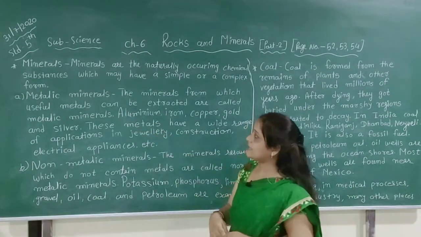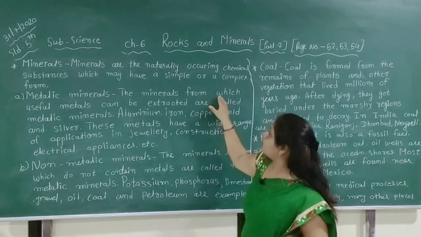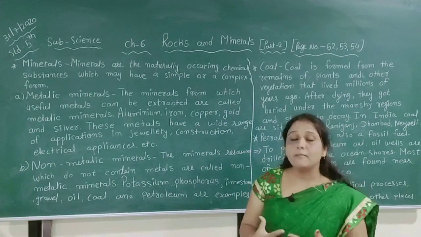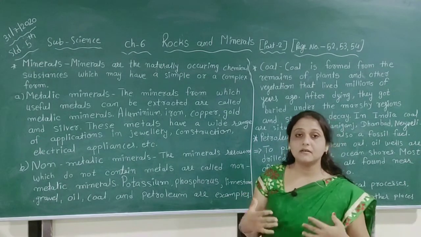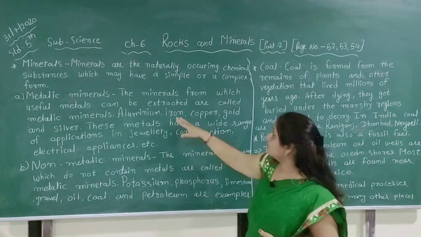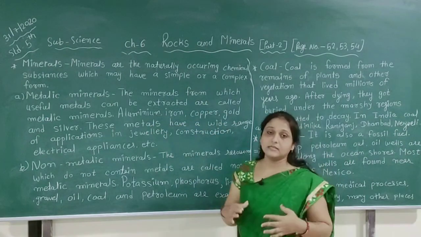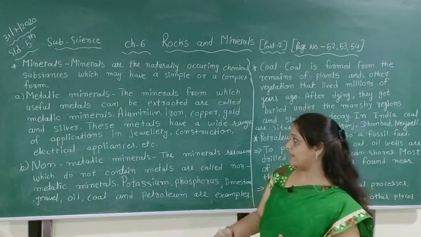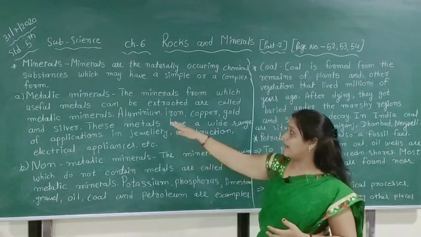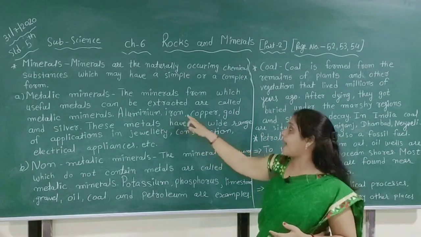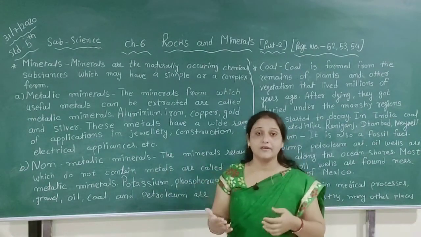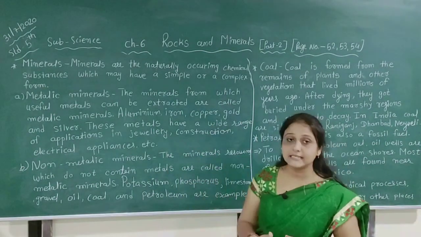First, metallic minerals: the minerals from which useful metals can be extracted are called metallic minerals. For example, we have aluminum, iron, copper, gold and silver as examples of metallic minerals.